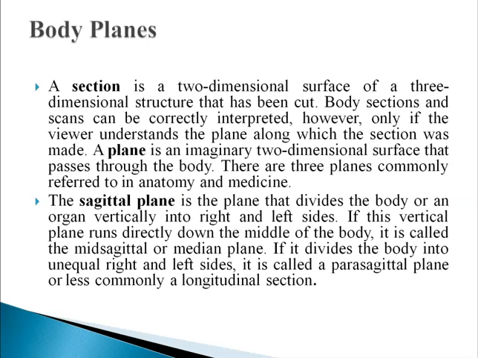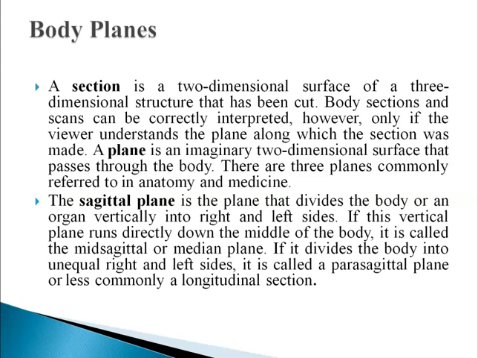A section is a two-dimensional surface of a three-dimensional structure that has been cut. So body sections and scans can be correctly interpreted only if the viewer understands the plane along which the section has been made. A plane is an imaginary two-dimensional surface that passes through the body. So in total there are three planes, as I told you now.